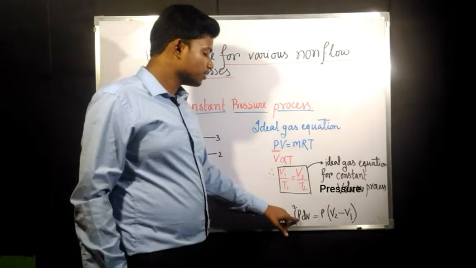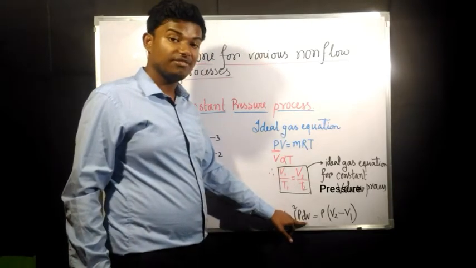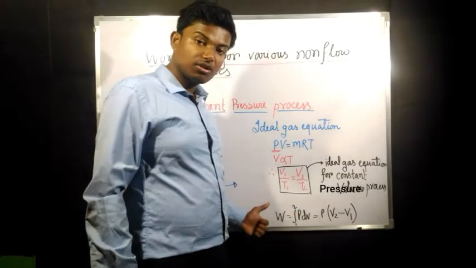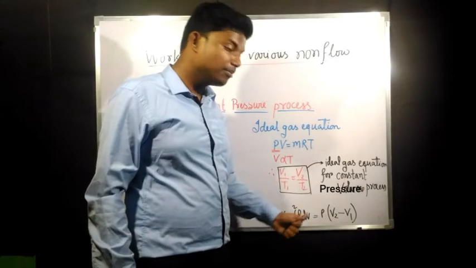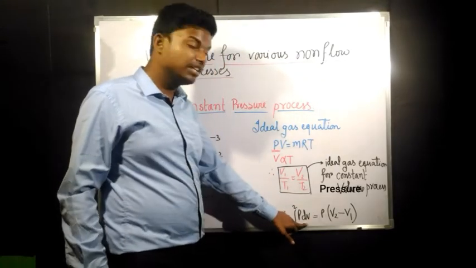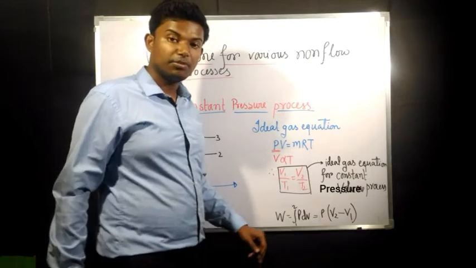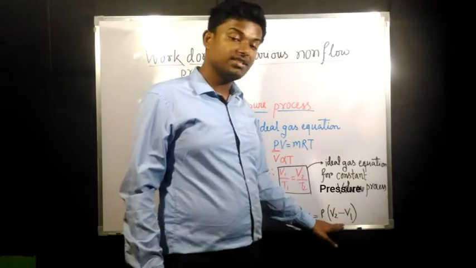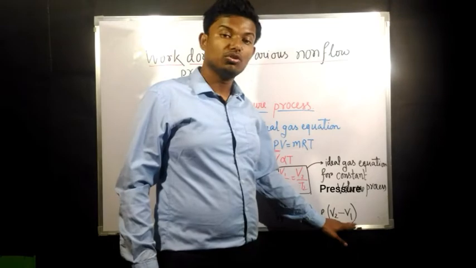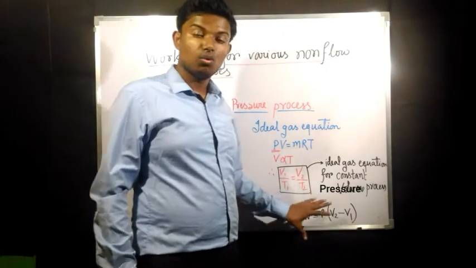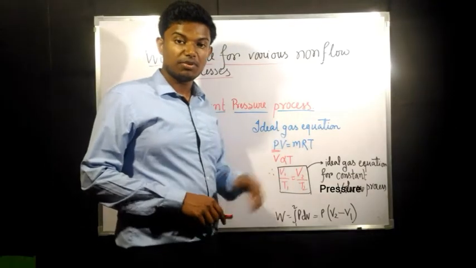From state 1 to state 2, pressure is going to be constant, and we need to derive ∫P dV. If pressure is constant, it comes out of the integration, and the integration of dV is going to be V only, V from 1 to 2. That means we can directly subtract volume at state 2 minus volume at state 1. This gives us the work output for a constant pressure system.